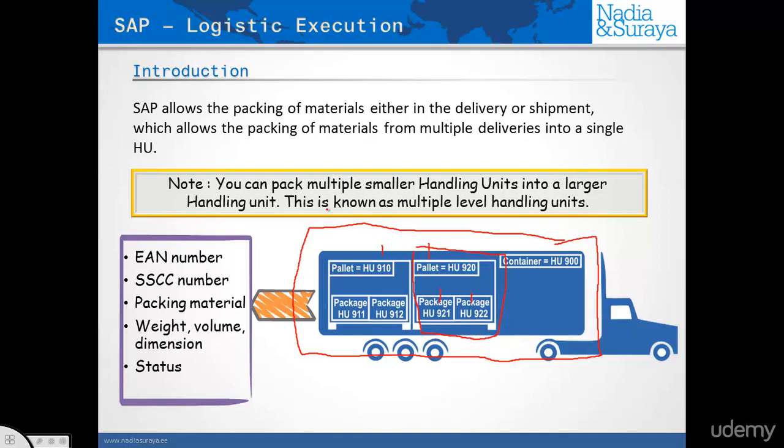And for all of these, we have the EAN number, which is the material number. We have the SSCC number, which is a tracking number. We have the packing material, so we can record if we use some boxes, and we can record what type of pallet we were using, for example. We can record the weight, volume, and dimension of each of these, and the status, whether it's been packed, whether it is a multi-level, and so forth.